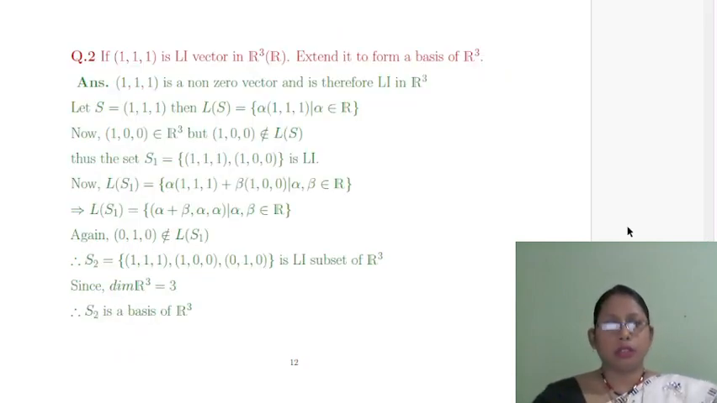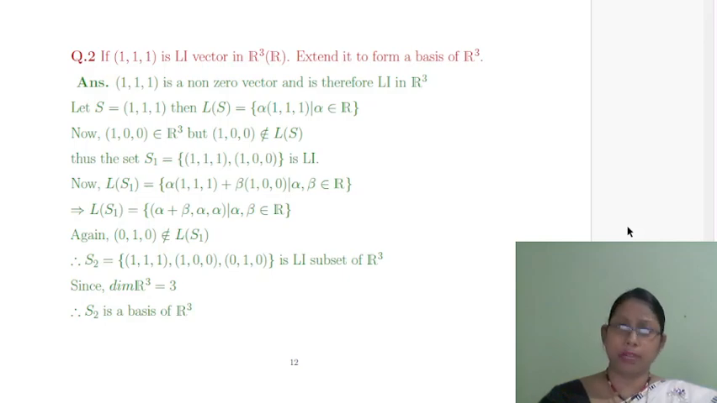Next, extend the linearly independent vector 1, 1, 1 in R3 to form a basis of R3. The vector 1, 1, 1 is a non-zero vector and is therefore linearly independent. Let us denote the vector by S. Then the linear span of S is given by alpha times 1, 1, 1, where alpha belongs to R. Now, the element 1, 0, 0 belongs to R3 as it is an element of the standard basis of R3, but the vector 1, 0, 0 does not belong to the linear span of S. Therefore, the set S1 consisting of the vectors 1, 1, 1 and 1, 0, 0 is linearly independent.